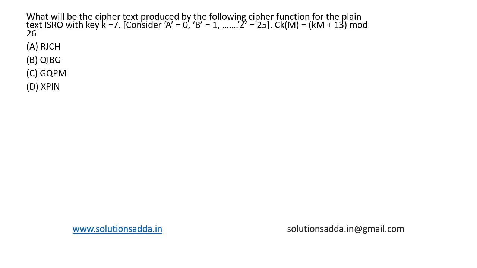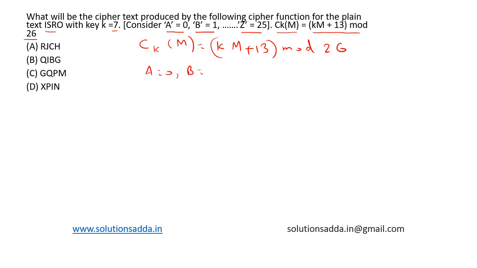This is a question from network security. What will be the ciphertext produced by the following cipher function for the plain text Isro with key k equal to 7? We have to consider a equal to 0, b equal to 1, so on, z equal to 25. And the ciphertext ck of m is equal to km plus 13 mod 26. We have a equal to 0, b equal to 1, c equal to 2. So I will be equal to 8 here, and so on.